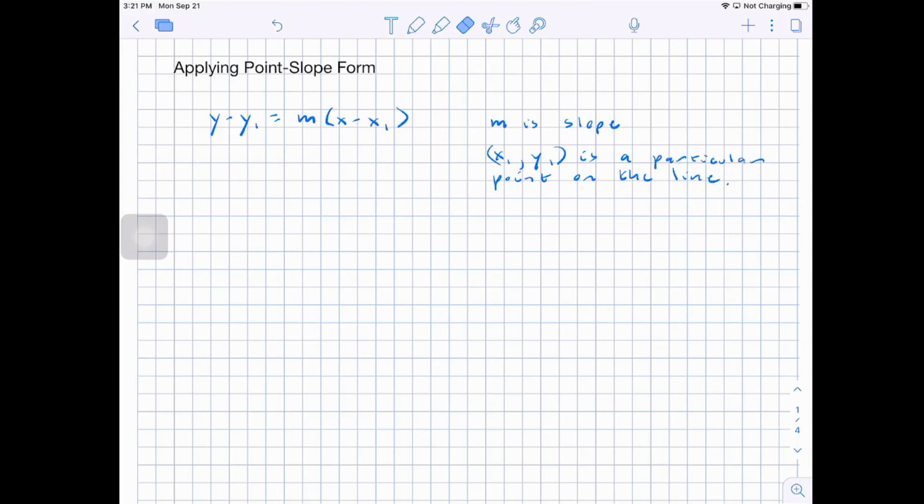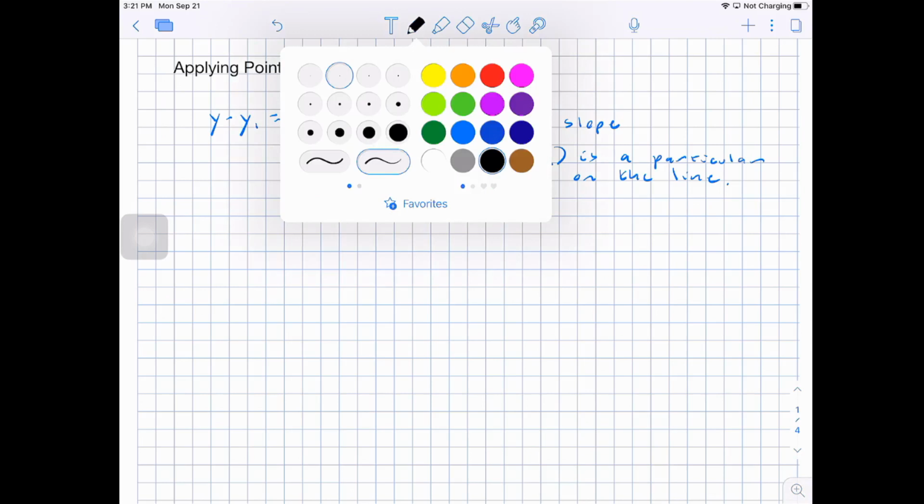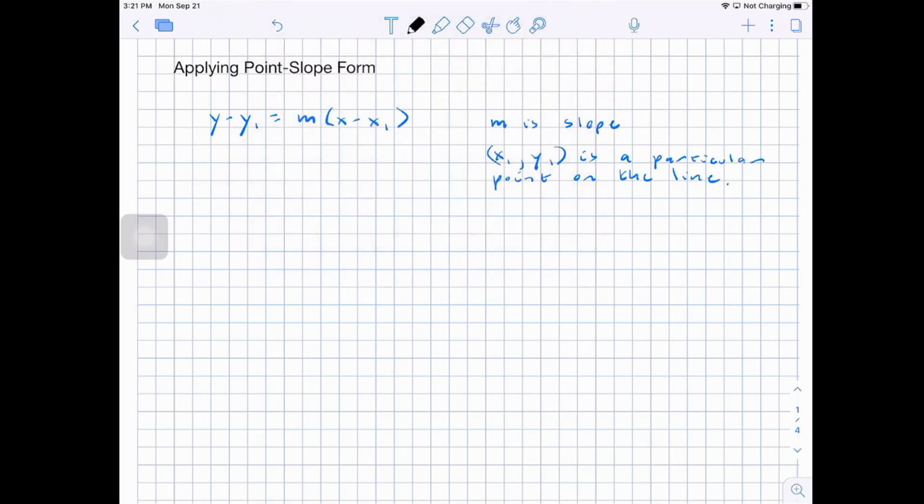All right, let's talk about applying point slope form. So from the last video, we had that point slope form is given by y minus y1 equals m times x minus x1, where m is the slope, and x1 comma y1 is a particular point on the line. Okay, we are going to go through a full example together, but before we do that, let's look at a couple of things.